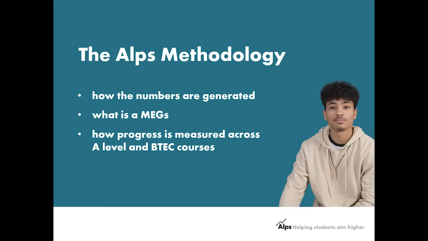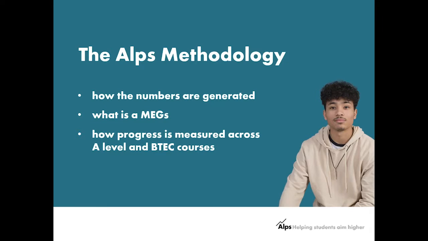Okay, before we get to the scales, we've got to understand where the numbers come from. So I'm now going to talk you through that process. Where do they come from? What's this minimum expected grade, or MEG, that I've been talking about? And how is progress then measured?